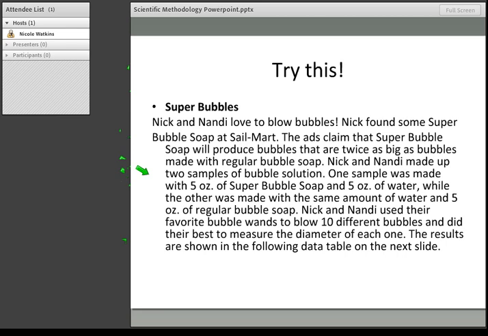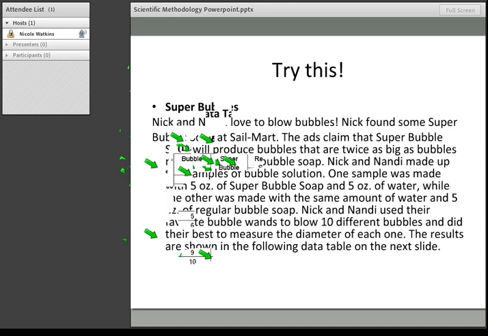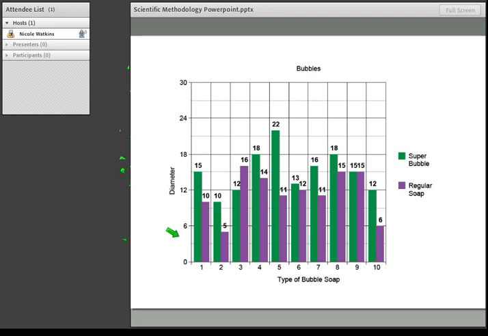So let's take a look at what their collected data will look like. This is, of course, a quantitative experiment, collecting quantitative data, because they're measuring the diameter of their bubbles. So here we have an example of their data table. Your data table should always have a title as well as your columns. Here they did 10 bubbles, and here is the Super Bubble results, and here is the regular soap results. So your quantitative data is recorded as measurements, and then you're organizing them into a data table.